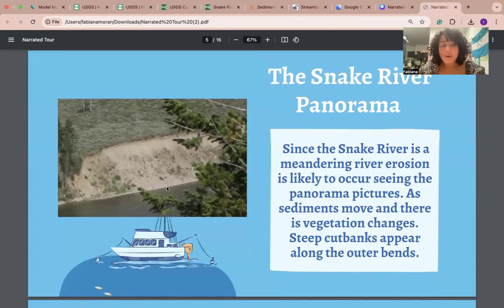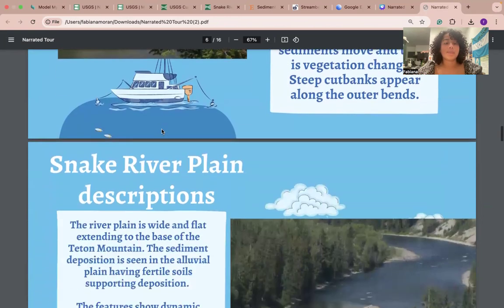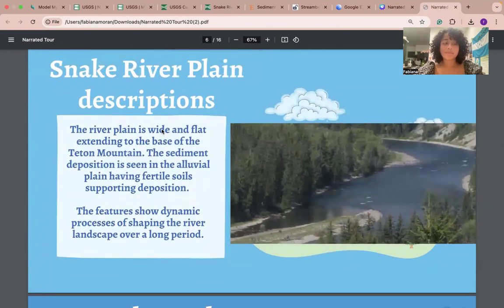Looking at the Snake River panorama, we notice a steep cut bank on the outer bank. This indicates active erosion. Additionally, as sediments are transported and vegetation patterns shift, we observe how the river continues to reshape its surroundings. At some point, this could have been full of vegetation, but due to erosion, this is now barren and it's created a steep drop-off.